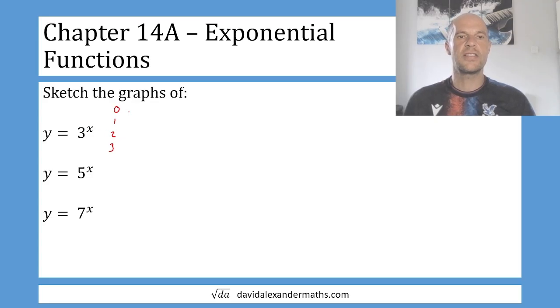Now 3 to the 0 is 1. Anything to the power of 0 is 1. 3 to the power of 1 is 3. 3 squared is 9 and 3 cubed is 27.